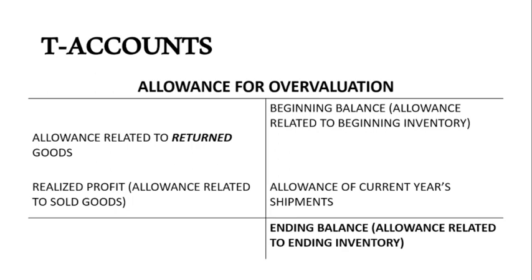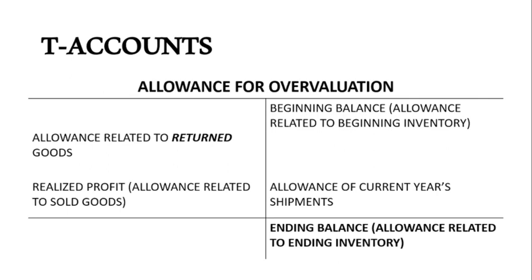The second credit to the allowance for overvaluation T account is the allowance for current year shipments. This pertains to the current year shipments of the home office to the branch.